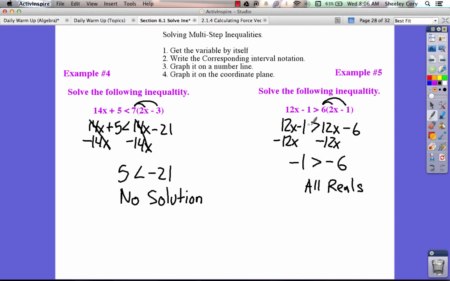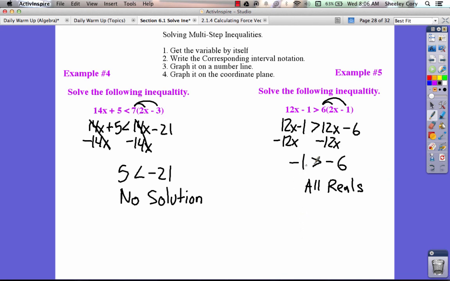Now, let's go back to this line here. It says 12 of something minus 1 is greater than 12 of the same thing minus 6. Well, that makes sense. If you're only subtracting 1 from 12x, but you subtract 6 from 12x here, obviously when you subtract 1, that's going to be greater than. So no matter what you plug in for x, because you're still multiplying by 12, anything can go in for x and will work. So this is an all real solution. That means x could be negative infinity to infinity, basically. It could be anything.